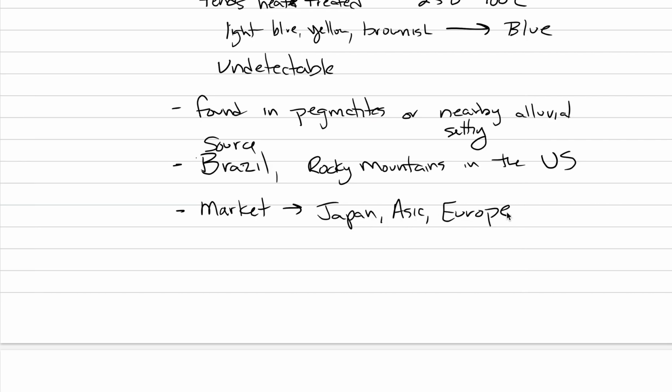Because the U.S. kind of got distracted by topaz for the blue color, and so we're not a big market for aquamarine. The next gemstone to get into, we're just kind of going through these fairly fast, is going to be heliodor. Heliodor is the yellow version of beryl.